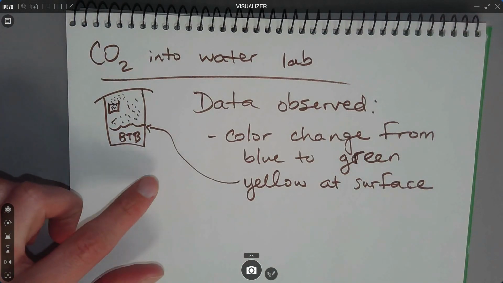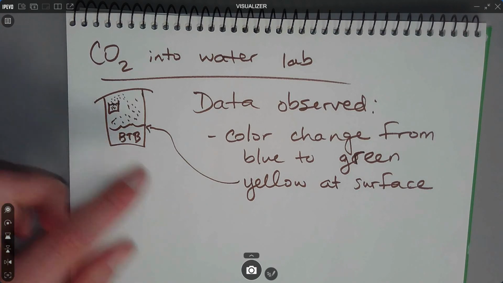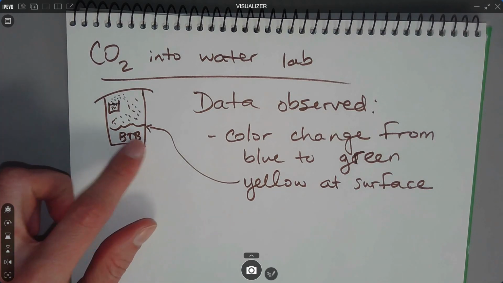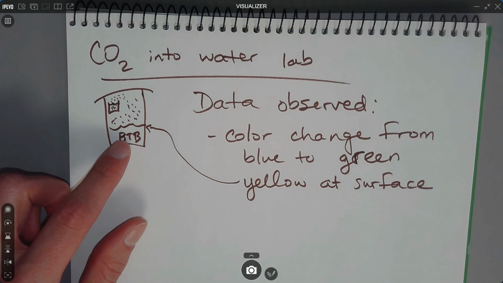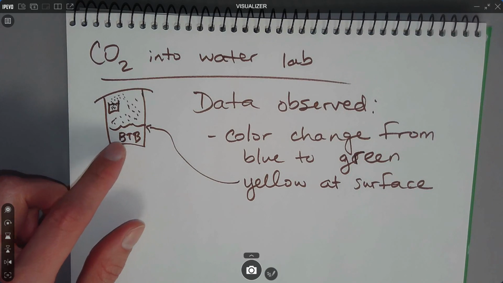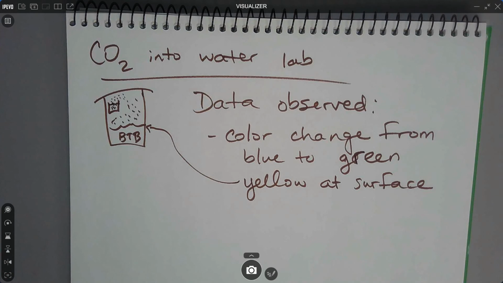Y'all with me here? So the yellow at the surface means that where was the carbon dioxide getting in? Is this hard or easy? On the top, right? All right, so it got in at the surface. All right. I think we got everything covered there.